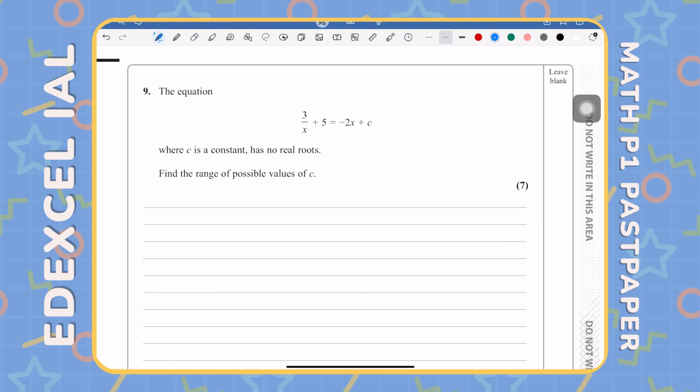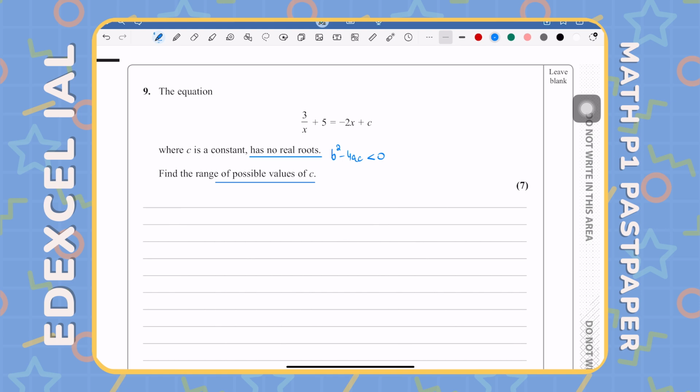All right, so here's question number 9. Fairly easy question, although it could be lengthy, but conceptually it's not that difficult. So let's see what it says. It says the equation 3 upon x plus 5 = -2x plus c, where c is a constant, has no real roots. Okay, so these are the key words. No real roots basically means that b squared minus 4ac has got to be less than 0. Find the range of possible values of c.